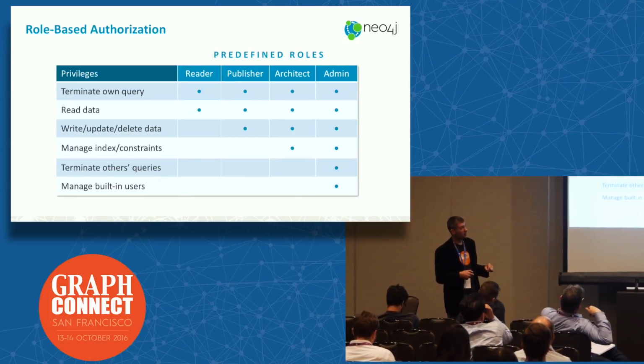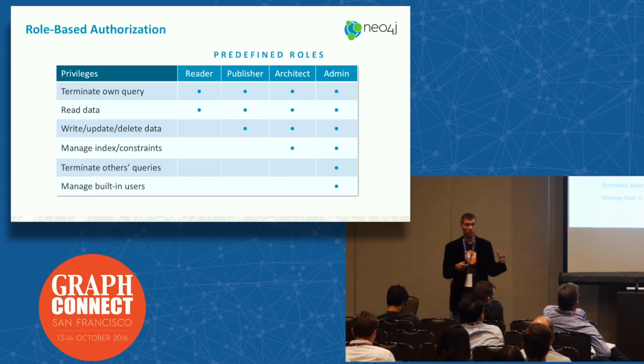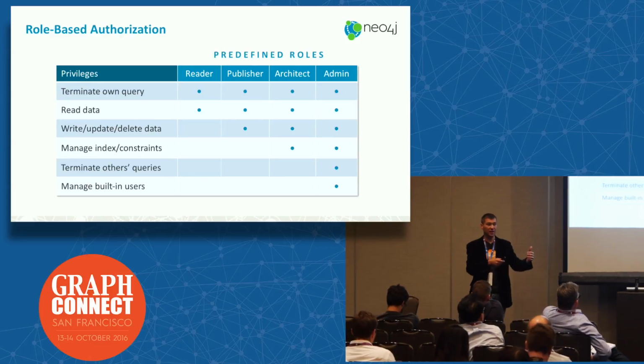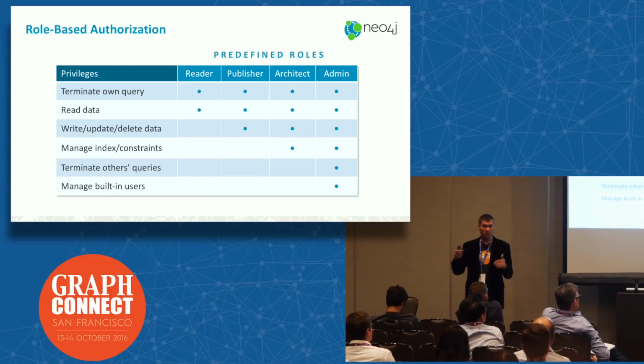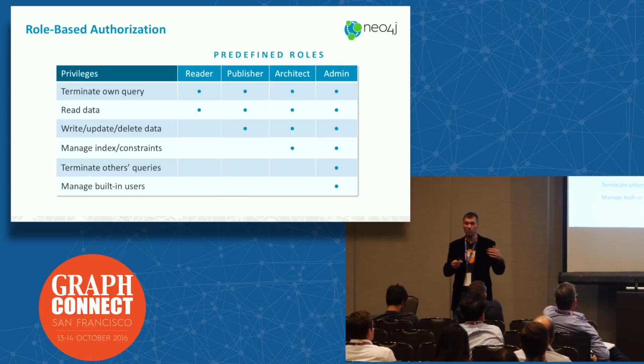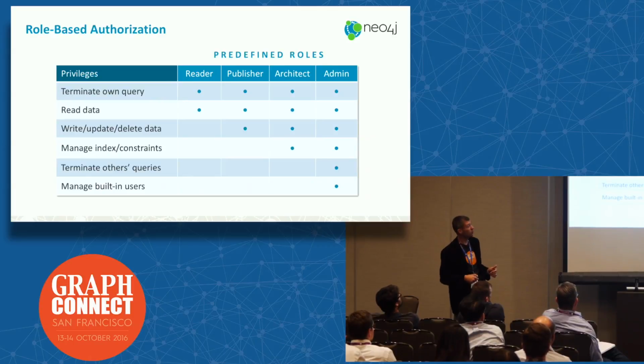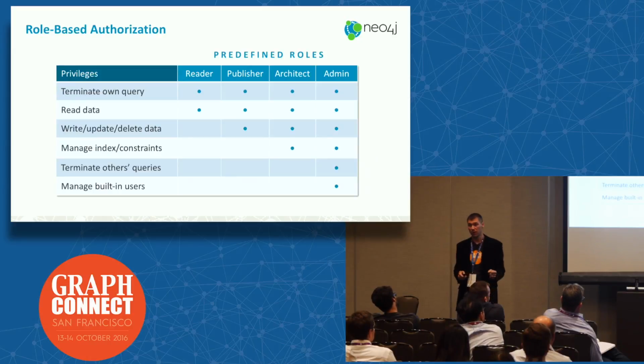Architect has the ability to write data, but it also has the ability to manage indexes and constraints. So you can create an index, you can create a property existence. As Emil said in his keynote, graphs are not schema-less, they're schema-optional, and we're adding more constructs on schema in the releases to come. And this is where the architect role will really come into play. And finally, we have admin, who has all these rights, abilities, or permissions, and has the ability to manage built-in users. Okay?